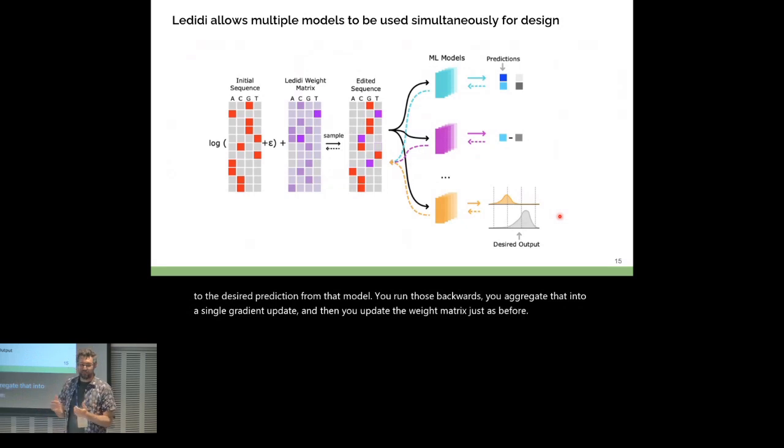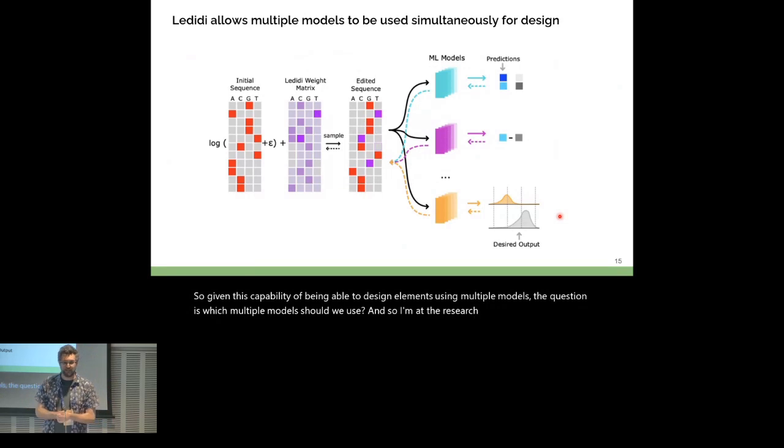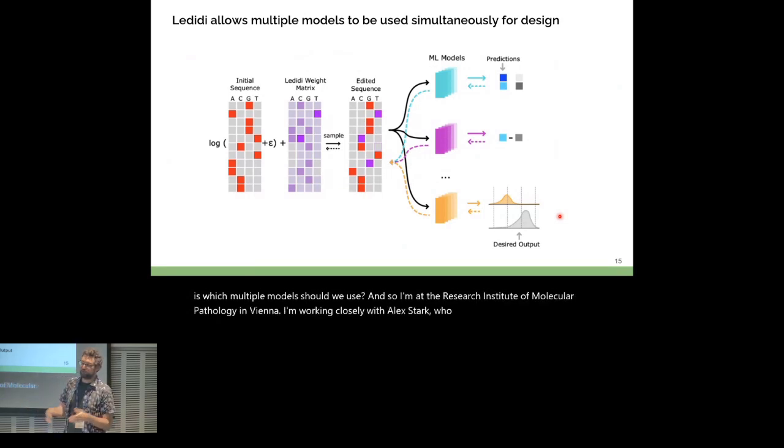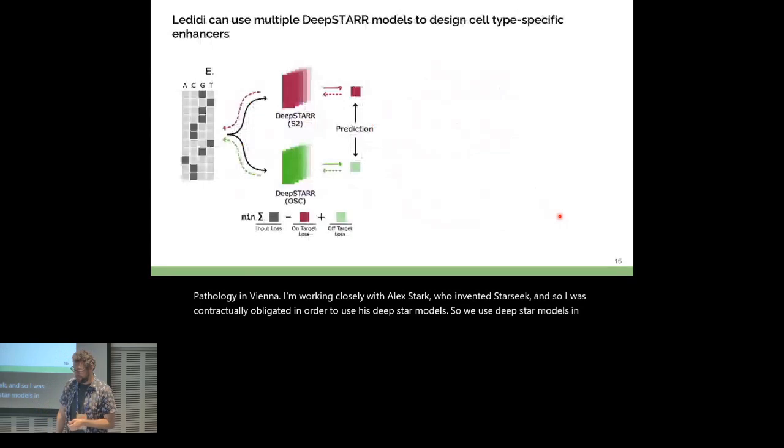So given this capability of being able to design elements using multiple models, the question is, which multiple models should we use? And so I'm at the Research Institute of Molecular Pathology in Vienna. I'm working closely with Alex Stark, who invented STARR-seq. And so I was contractually obligated to use his DeepSTARR models. So we use DeepSTARR models in order to design cell type specific enhancers.